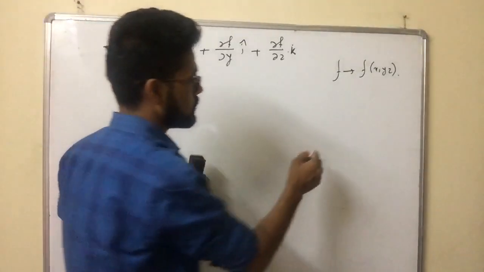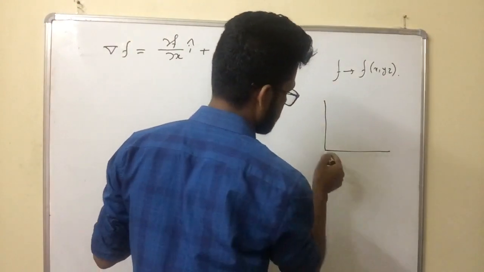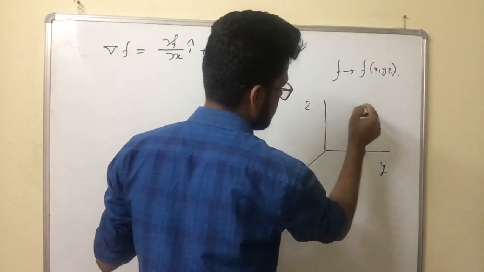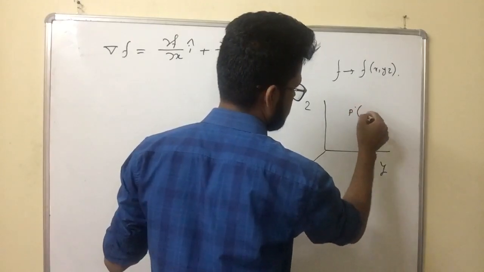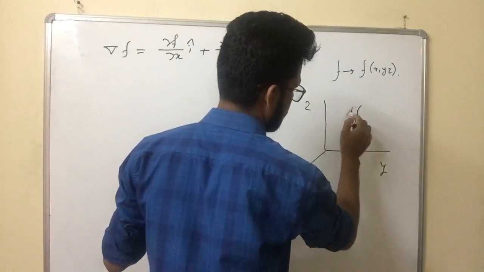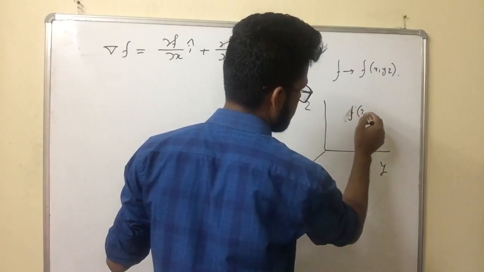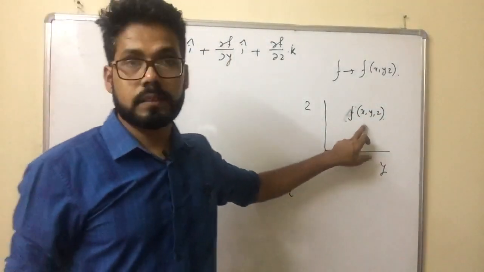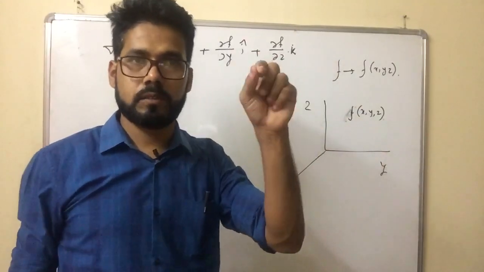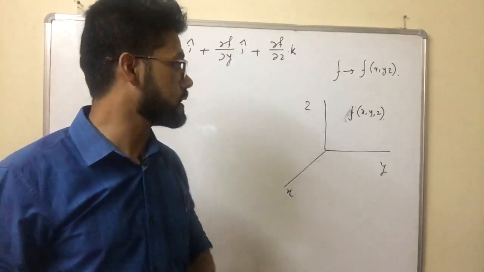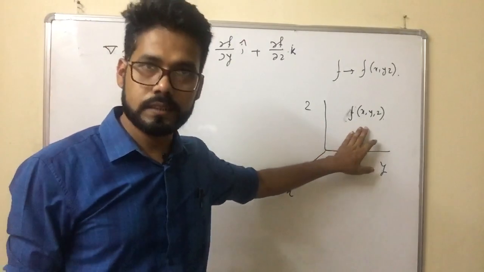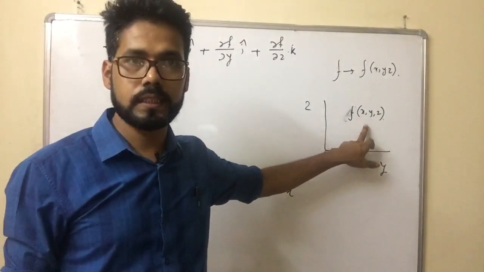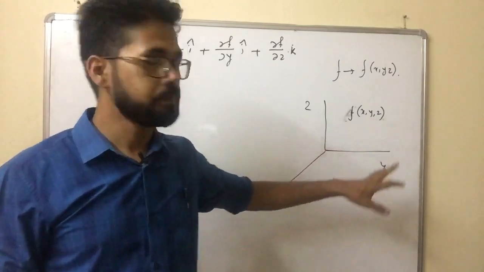Suppose this is x, this is y, this is z. Suppose you consider a point particle, a function of x, y, z. Suppose this is a particular particle in the coordinate system, represented by this coordinate point. You can say that this is a three-dimensional coordinate.